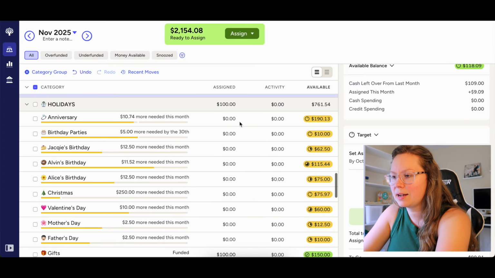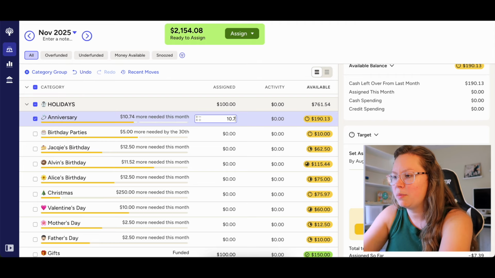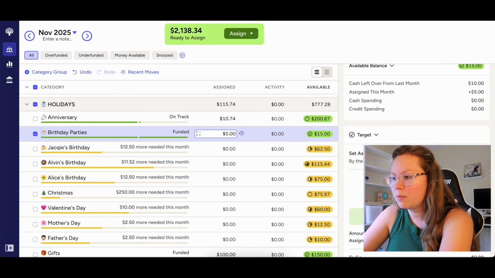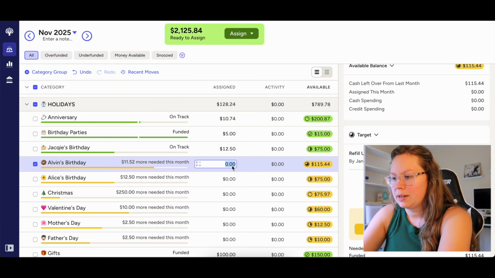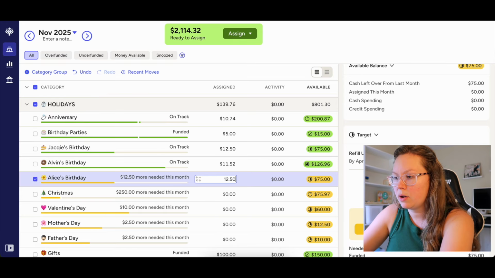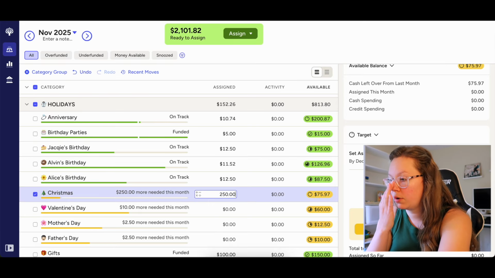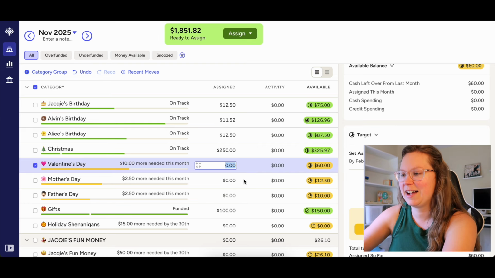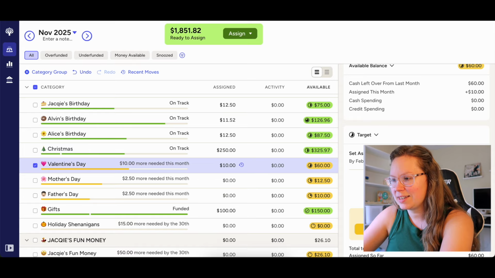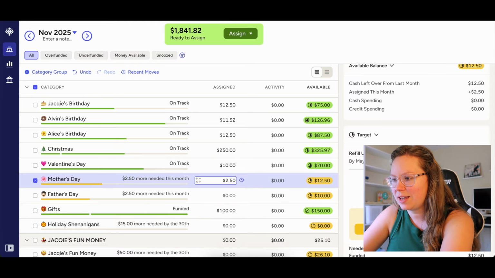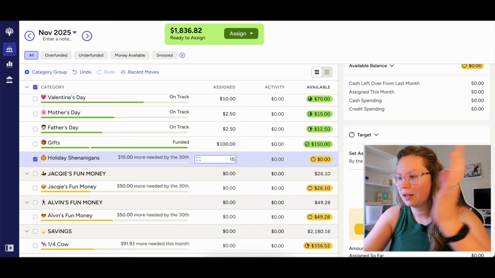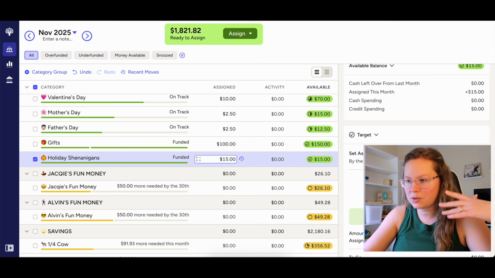Okay, then we have holidays and stuff. So I like to save little bits here and there for birthday parties, our birthdays, anniversaries, little things like that. I'm gonna go through and save all of this stuff. I've gotta save more for Christmas, even though I'm probably gonna use a bunch of rewards to buy some things, but my advent calendars are coming up and I wanna buy some advents. $10 for Valentine's Day, a little bit for Mother's Day and Father's Day. Gifts I already have funded here. Holiday shenanigans, that's like buying trick-or-treat candy or a costume or whatever.